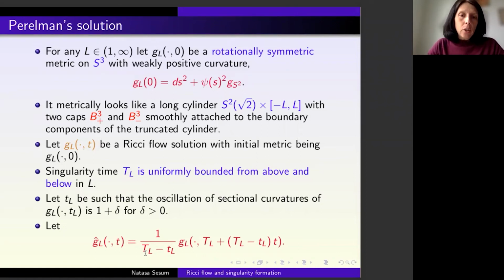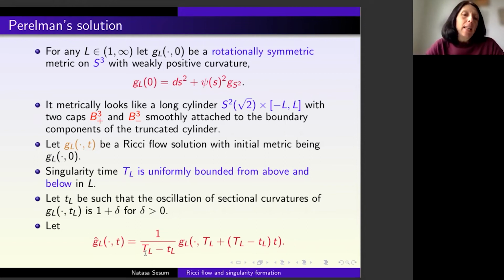The first thing is that, actually, Perelman doesn't show it. He just claims that that's the solution, but then other people did work to show all these things: that each of these metrics G sub L becomes singular at time capital T sub L. First they prove that this time is uniformly bounded from above and below independently of L. And then they choose another time, little t sub L, at which the oscillation of the sectional curvatures of the metric G sub L at time little t sub L is 1 plus delta for some delta bigger than 0, which you can prove exists.